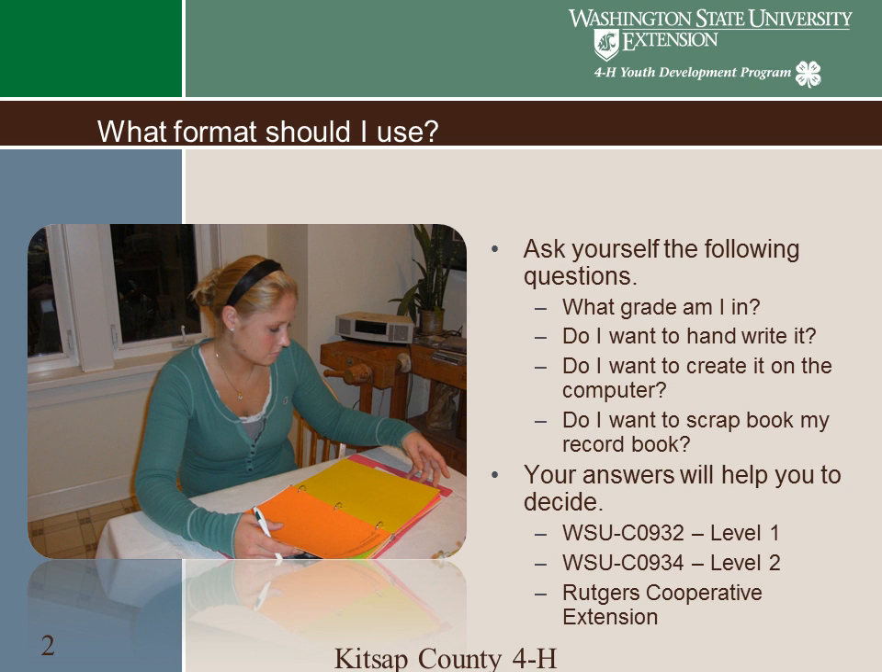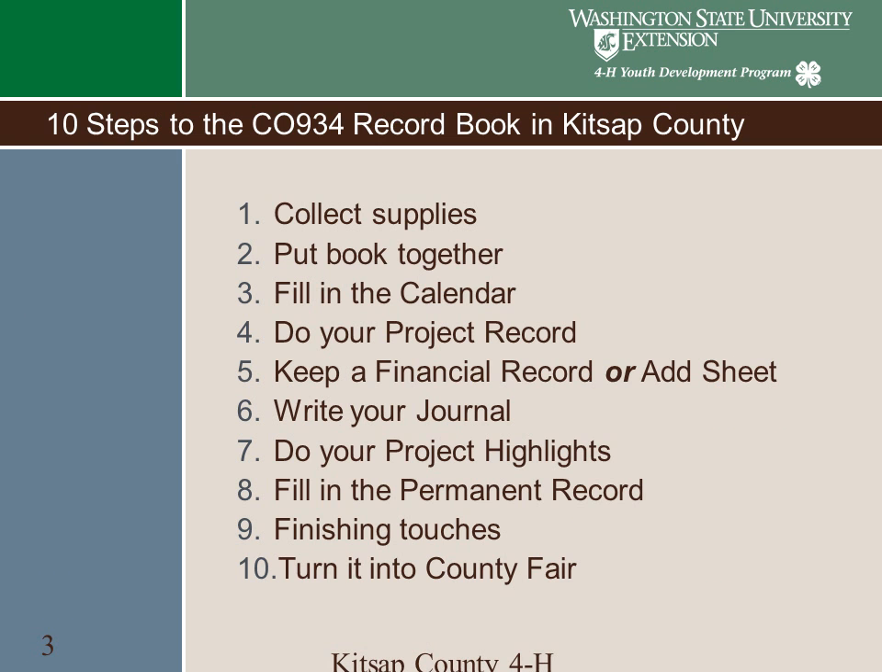Your final option is a Rutgers Cooperative Extension record book. It must be handwritten. We are now going to cover the 10 steps to the CO934 Level 2 record book in Kitsap County.